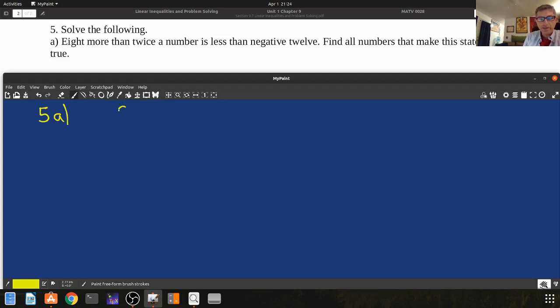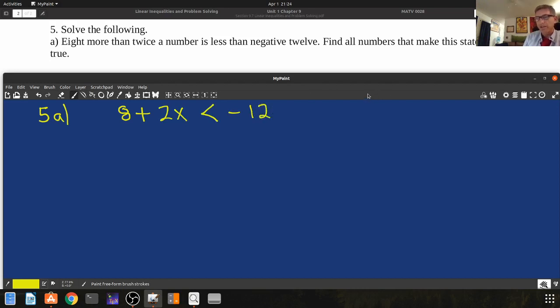8 more, in this case, is an indication that you're adding. Twice a number. Well, let's let our unknown number be x. So twice x is less than negative 12. Find all numbers that make this statement true.